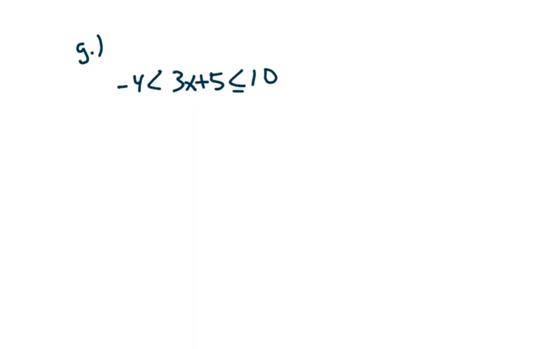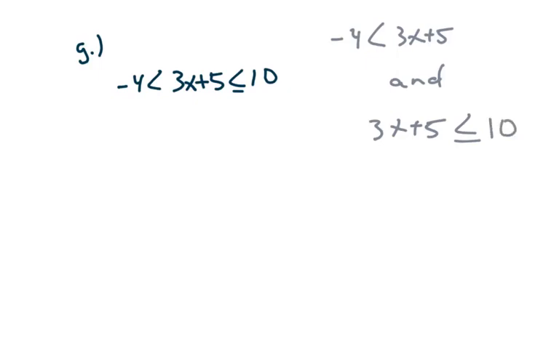Alright, here what we see is, this is an and statement. This actually means negative 4 is less than 3x plus 5, and 3x plus 5 is less than or equal to 10. So we can combine them together into one sort of inequality, just to make it a little easier on the eyes. And the approach here is just like you would solve a basic equation.